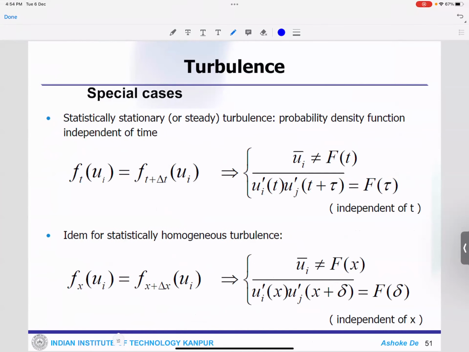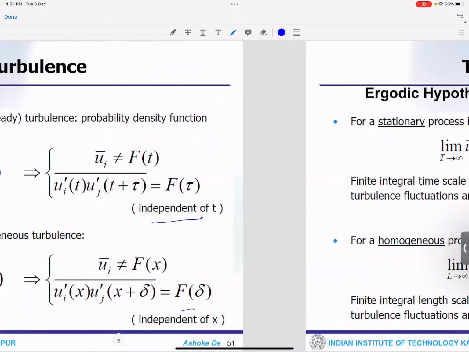Obviously, these are some special situations where the turbulence is statistically stationary, so the probability density function is independent of time, or statistically homogeneous, so it is independent of space. Homogeneous turbulence means that in any direction you go, there is a uniqueness in the nature of the turbulence. Statistically stationary means that with time it is no longer varying; the turbulence level has set in.